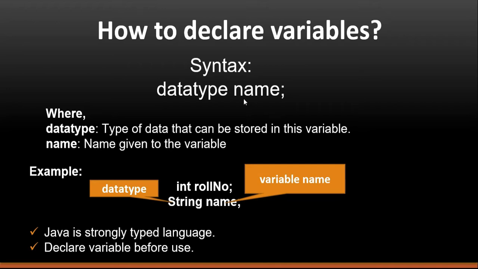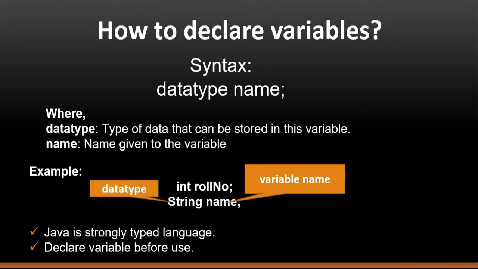Now name is any name given to your memory location which is going to hold your data. You can provide any name over here, but try to give a suitable name. For example, if I want to store tax, I may give the variable name as tax. If I want to store salary, I may give the variable name as salary. So give a suitable name to your variable.